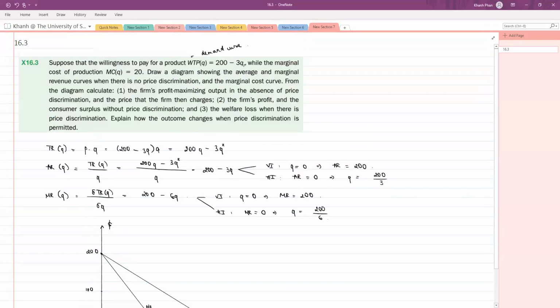Okay, so the next part is asking you, on a diagram, to calculate the profit maximizing level of output and the price that the firm will charge, the firm's profit, and the welfare loss. Okay, so in part 3 over here, it should be the welfare loss when there is no price discrimination. Okay, so it's just a typo over here. So we want to find out a welfare loss when there isn't any price discrimination. And then after that, we will explain how the outcomes are going to change when the price discrimination is permitted.